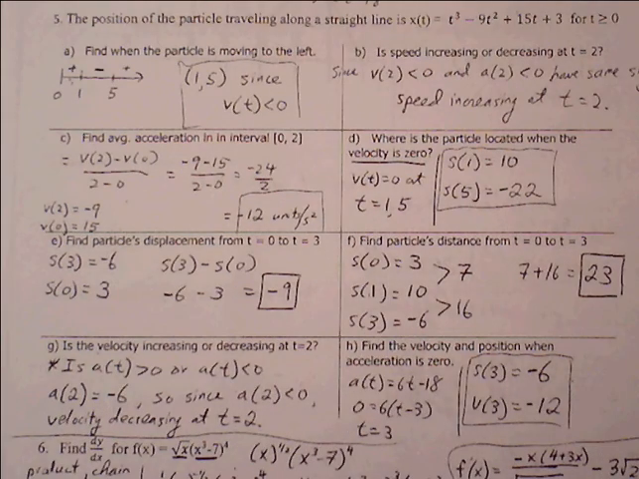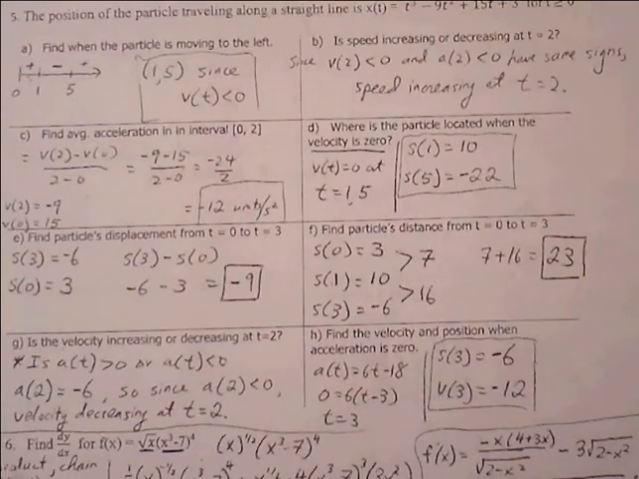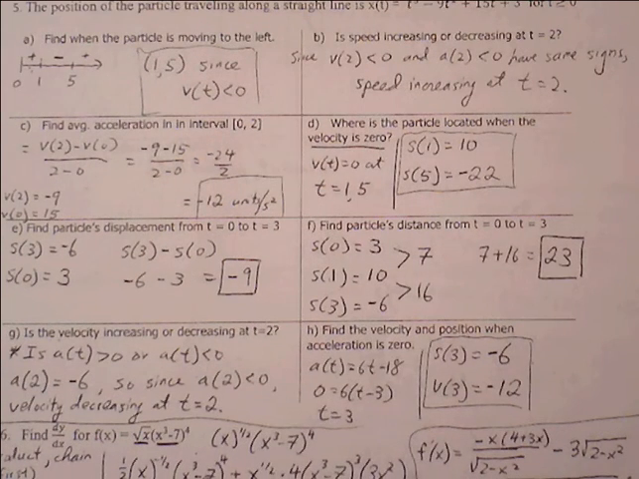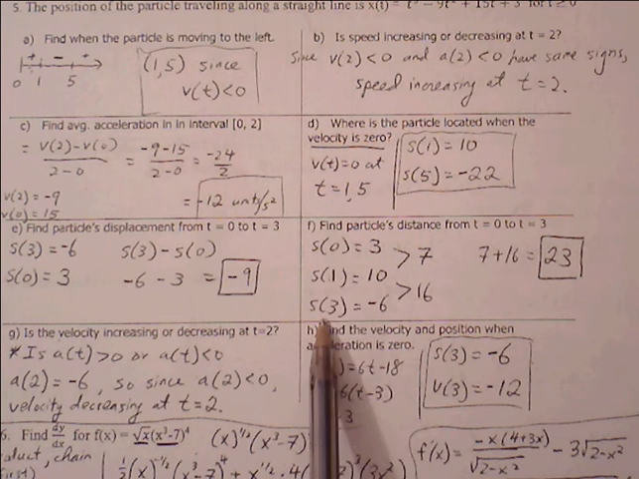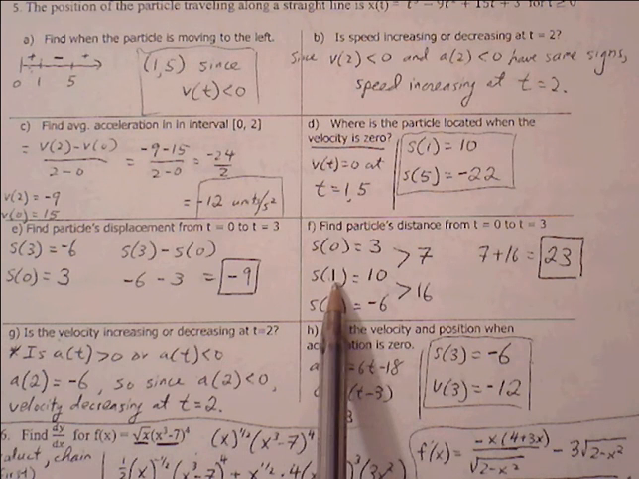Find the particle's distance from 0 to 3. To find the particle's distance, we're going to involve the positions at the endpoints, but also the position when the particle changes direction.